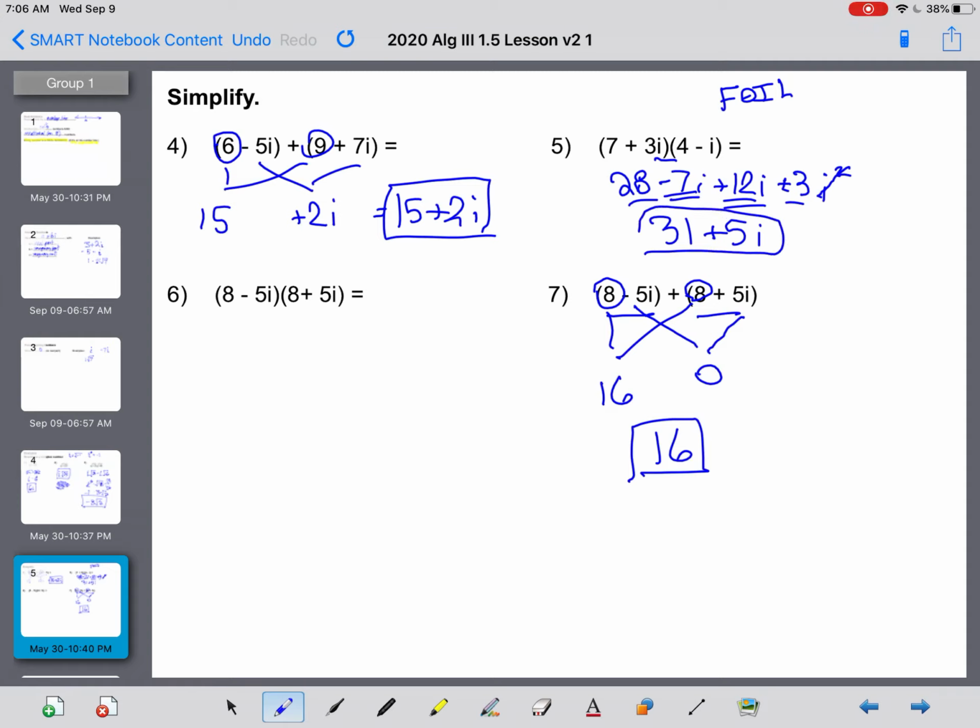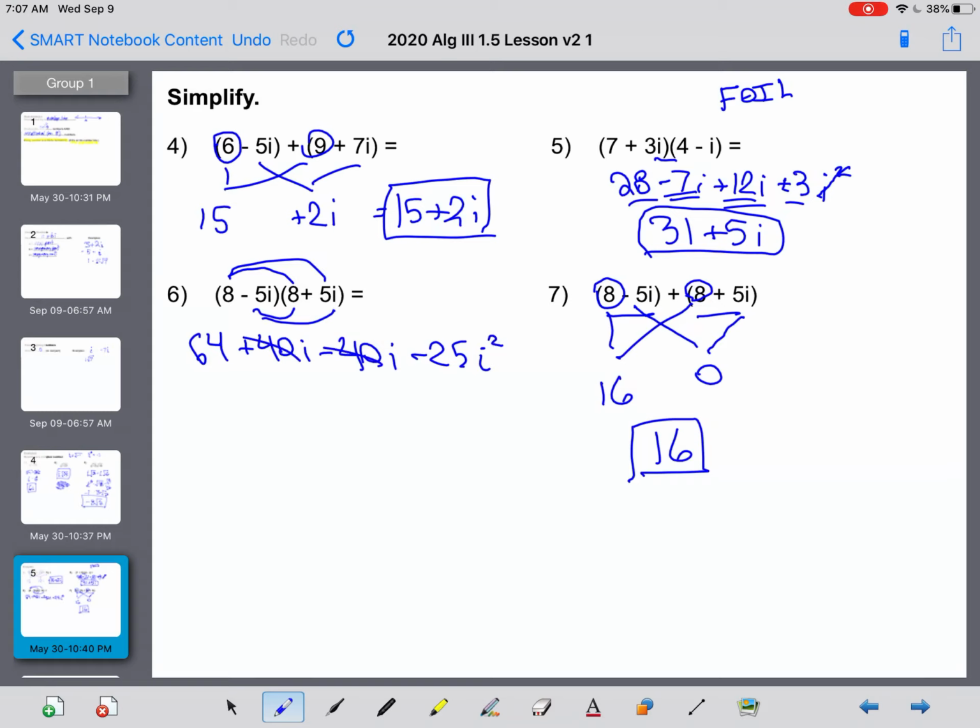So there's my final answer. Continuing here, again, I've got these conjugates. And if I do FOIL, I'm going to get 8 times 8, 64. The outsides, plus 40i. Then the insides, I get negative 40i. And if I do last, I get negative 25i squared.